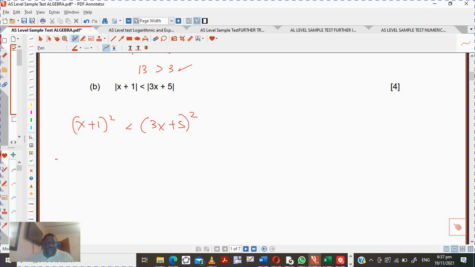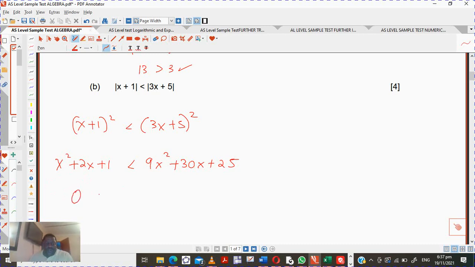I hope you are still familiar with how to multiply out a binomial. So this is going to be 9x squared. You can do this on the side. 3x times 3x is 9x squared, and you're going to have 3x times 5 is 15, so this is going to be plus 30x and plus 25. Just make sure that you have everything.